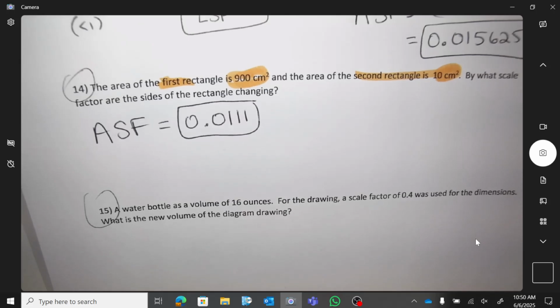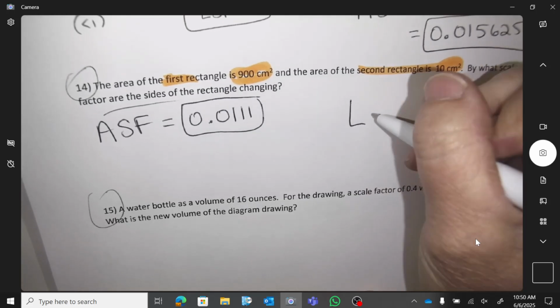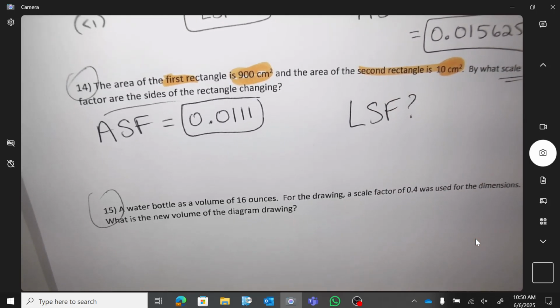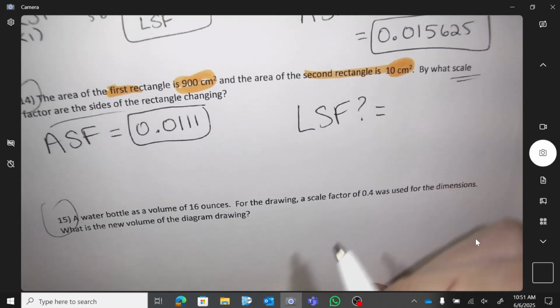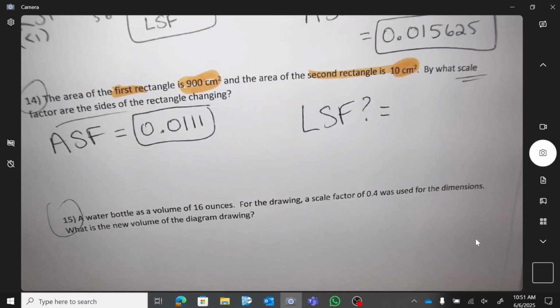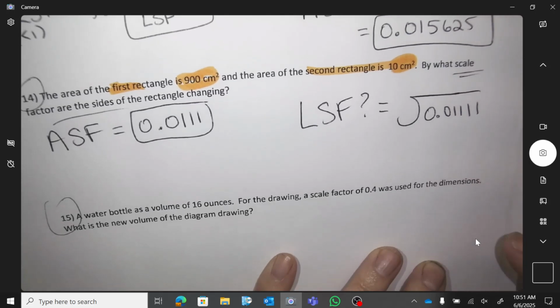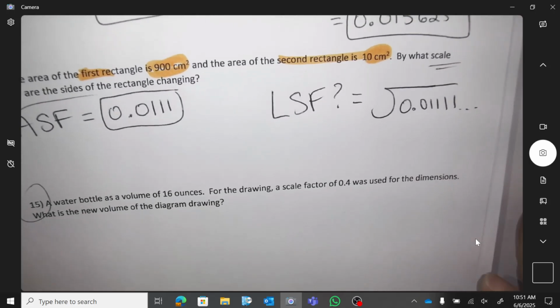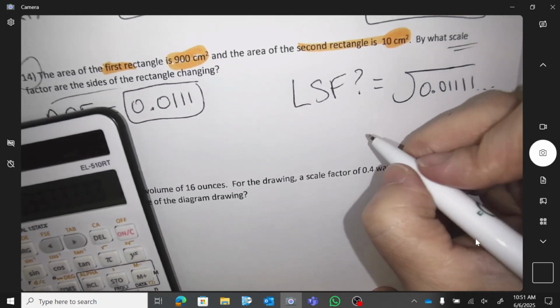What scale factor is the change of my sides? So what am I asking you to find? What are the sides changing by? Linear scale factor. So how do I go from an area to linear? Square root. And guess what? I actually still have it on my calculator, right? Square root that.